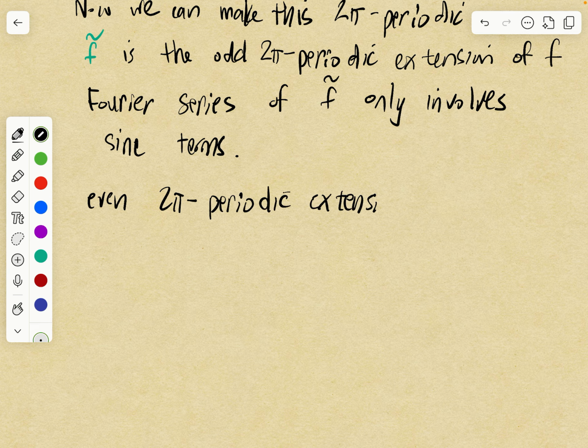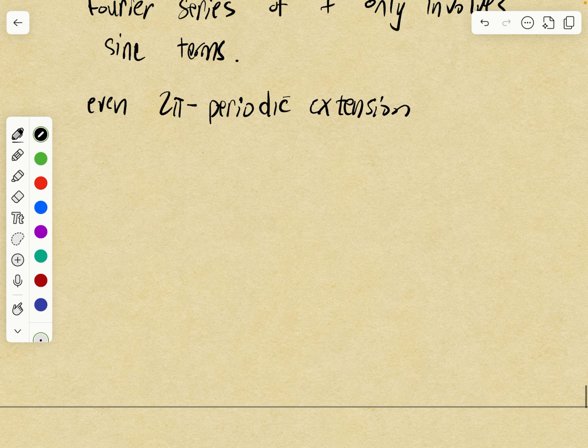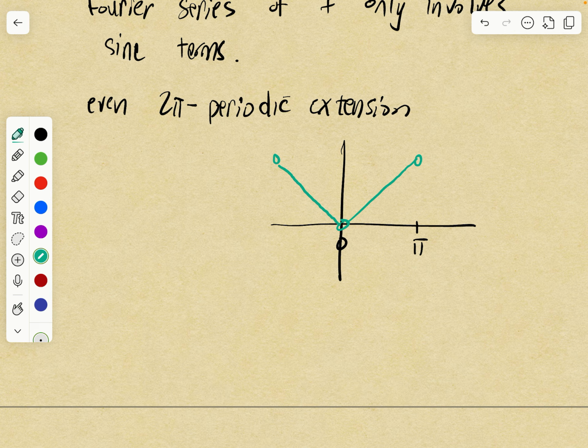So this is what you get when you take our graph. We had f of x equals x from 0 to pi, so it looks like this. And to make it even, what do you have to do? Well, to be an even function, you have to be symmetric about the y-axis. So we're going to take this graph and flip it across the y-axis, and it's going to look like this. And then we can even make it continuous by defining it to be 0 at x equals 0.